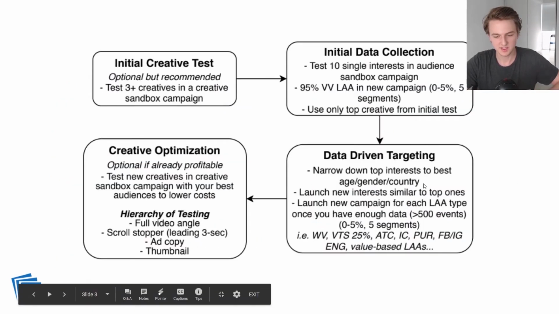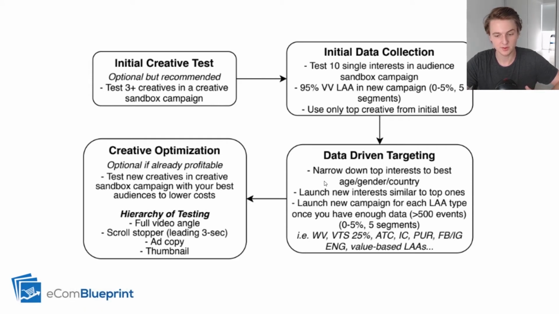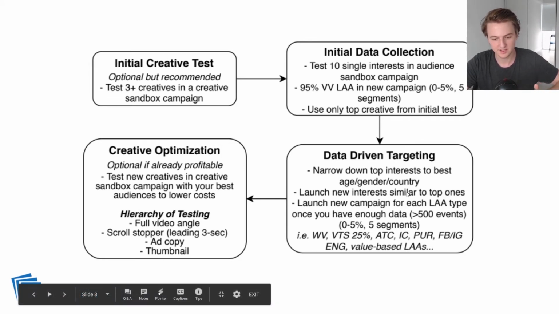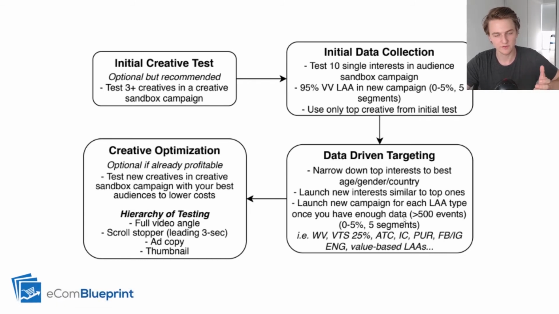All right, so I just explained the data-driven targeting phase. So this is after the initial data collection, when you want to narrow down your top interests. You want to launch new interests similar to the top ones. Launch new campaigns for each lookalike audience type, right? You just want to keep using your data to target more effectively. And ideally, at this point, you should be at break-even or profitable, right? Because you have a lot of data. You're really narrowing down on your target audience. And so, it's really possible to be profitable at this point and to be very profitable.